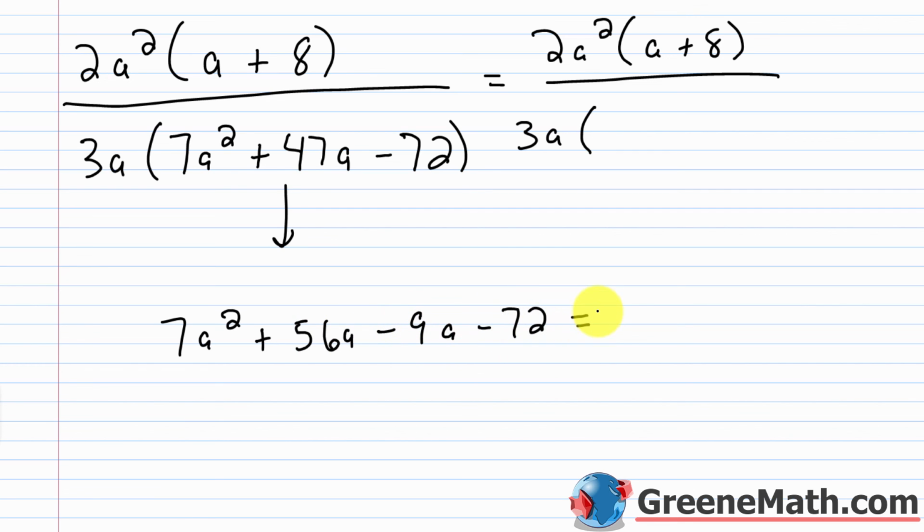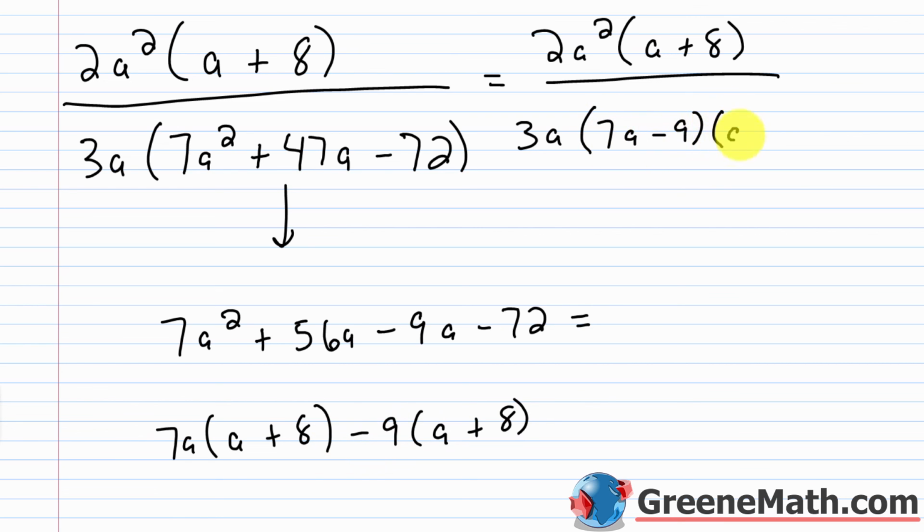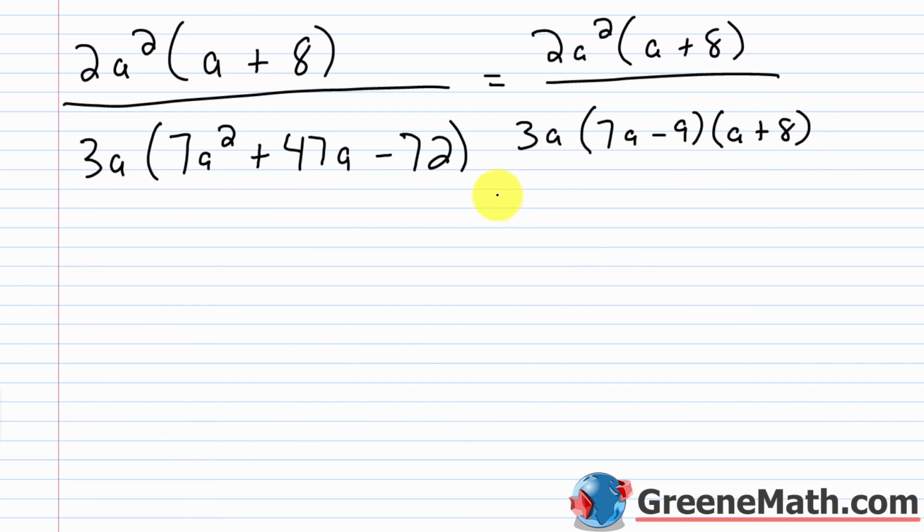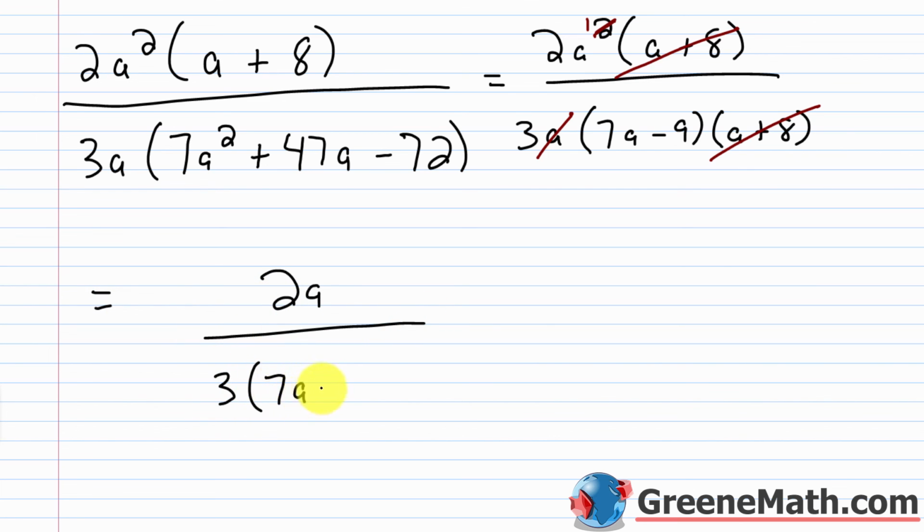If I factored this, I'd pull out a 7a from the first group, and I'd have a plus 8. From the second group, I'd pull out a negative 9, and I'd have a plus 8. So this is going to be 7a minus 9 times a plus 8. Then I can easily see what I can cancel here. Cancel this with this, right? Common factor of a plus 8. And I can also cancel this a with one factor of a up here. So what I'm going to be left with is 2a in my numerator over 3 times 7a minus 9.